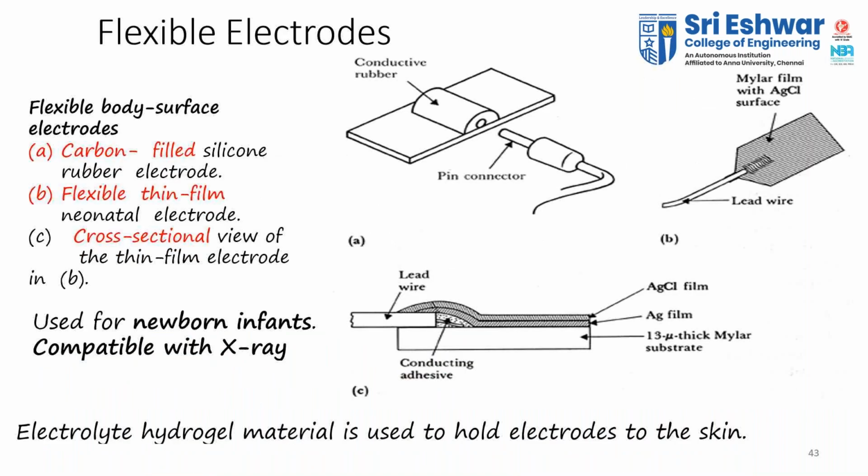And next is your flexible electrodes. You can fold this electrode. Examples are flexible body surface electrodes, carbon filled silicon rubber electrode, and flexible thin film neonatal electrode. The cross sectional view of the thin film electrode is shown in figure B. This is the electrode that is flexible, we can twist or fold it, we can do anything with this electrode.